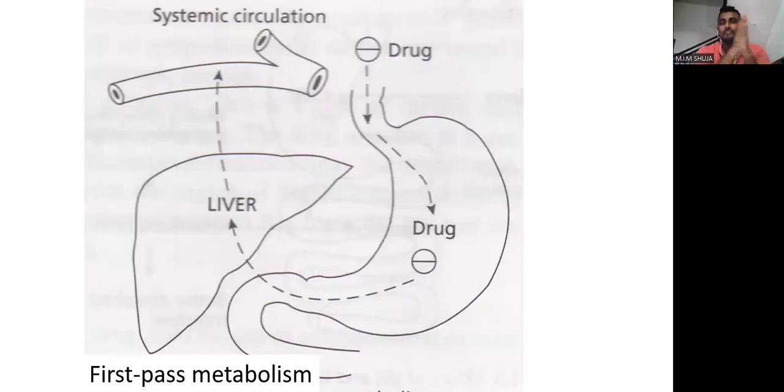The drug which you have taken via oral has to reach the systemic circulation. Before reaching the systemic circulation, it gets metabolized in the liver. So the amount is reduced. That affects the bioavailability.